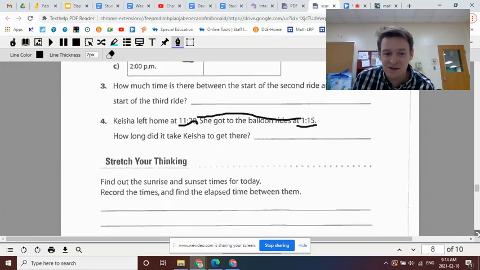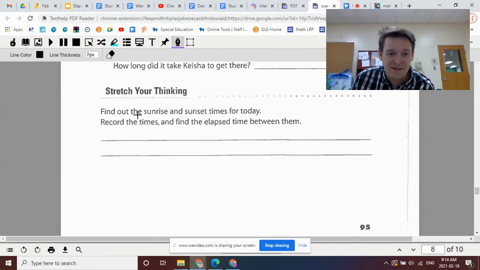And finally, the stretch your thinking. Find out the sunrise and sunset times for today. Record the times and find the elapsed time between them. Oh, I love that question. If you want to go and find the sunrise and sunset times, you could just Google Kitchener sunrise and sunset times, and the Weather Network will come up, or another website similar to that.